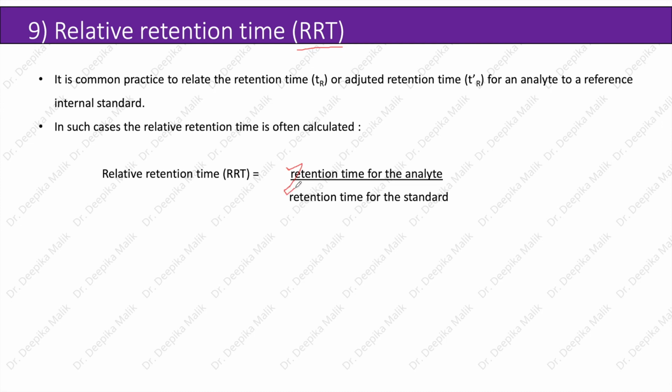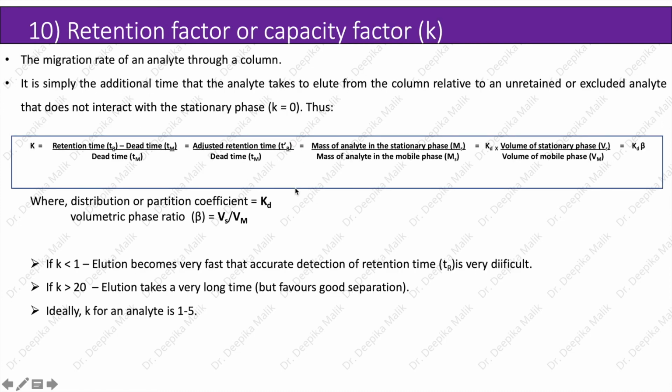Retention factor or capacity factor. The migration rate of an analyte through a column is measured by this factor. It is simply the additional time that the analyte takes to elute from the column relative to an unretained or excluded analyte that does not interact with the stationary phase. The retention factor for the unretained analyte is 0. The following are the expressions for the calculation of the retention factor.